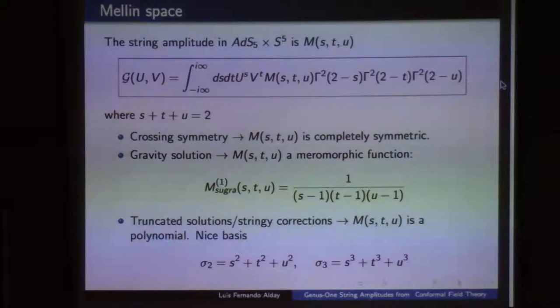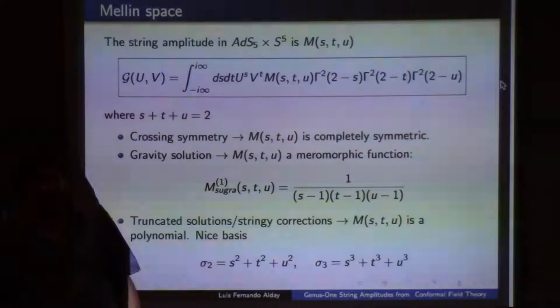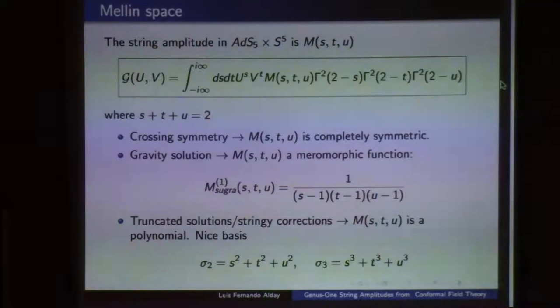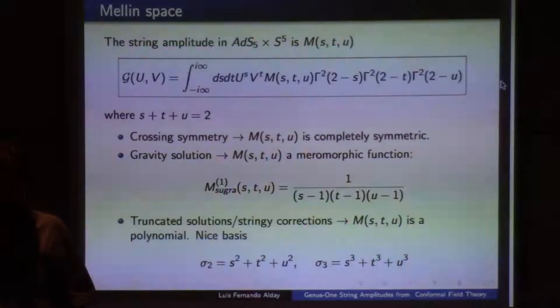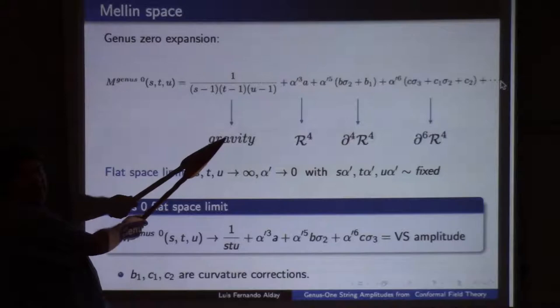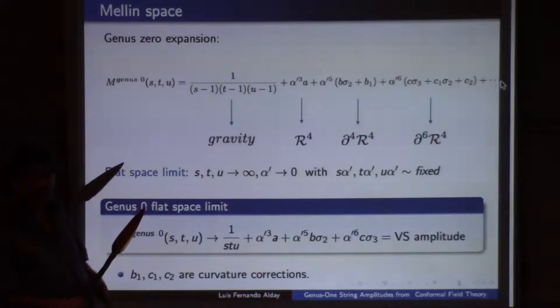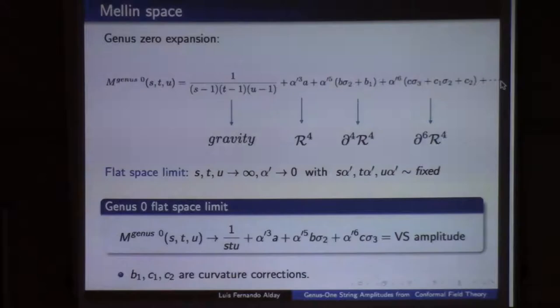There is also a beautiful way to describe all these truncated solutions. These truncated solutions are just symmetric polynomials in the Mandelstam variables. Let's call them Mandelstam instead of Mellin: S, T and U. That's the characterization in Mellin space: the supergravity amplitude is this, and the truncated solutions are symmetric polynomials of S, T and U. The structure is that at leading order in alpha prime, you just get gravity. Then for the first corrections you have a polynomial of degree 0, then polynomials of degree 2, then degree 3, and so on. As you increase the power of alpha prime, you get higher and higher polynomials.